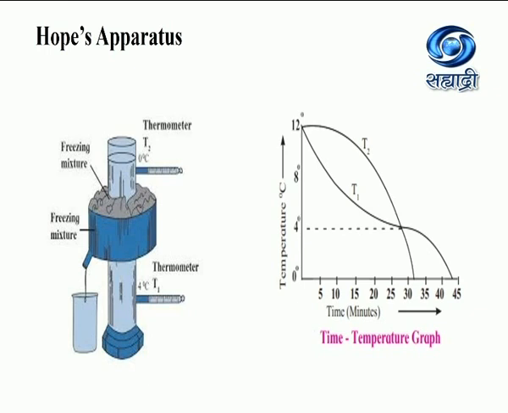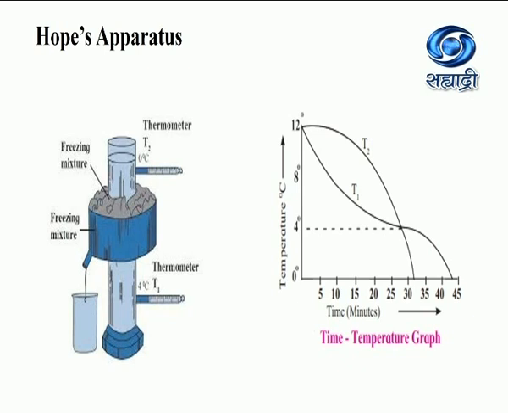If we continue taking readings and plot a graph of time versus temperature, we get a graph as shown on the slide. The graph shows that initially both the temperatures T1 and T2 are identical. As the time passes, temperature T1 decreases fast, and after that the temperature T2 records 0 degrees Celsius. The point of intersection of the two curves shows the temperature of minimum density, that is 4 degrees Celsius.